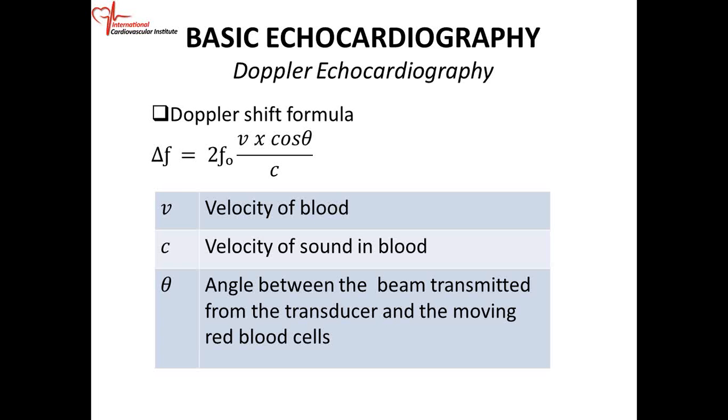So you can write the Doppler shift formula, and you'll see this in your textbook and elsewhere, that the Doppler shift is equal to 2 times the observed frequency times v, which is the velocity of blood, times the cosine of the angle between the beam transmitted from the transducer and the moving red blood cells, divided by c, which is the velocity of sound in blood.